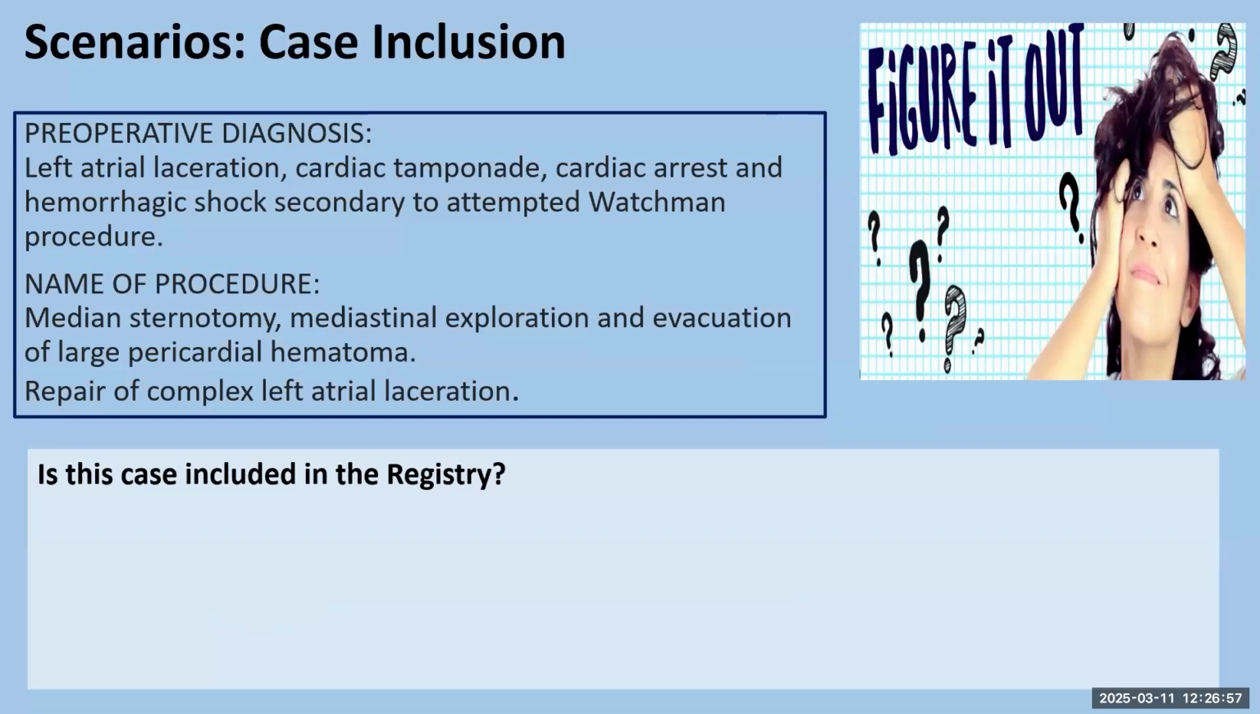Scenario number 2 for case inclusion. Left atrial laceration, cardiac tamponade, cardiac arrest, hemorrhagic shock, secondary to attempted Watchman procedure. The name of the procedure. They did a sternotomy. They went in and explored and evacuated a pericardial hematoma, and they repaired a complex left atrial laceration. Is this case included in the registry?